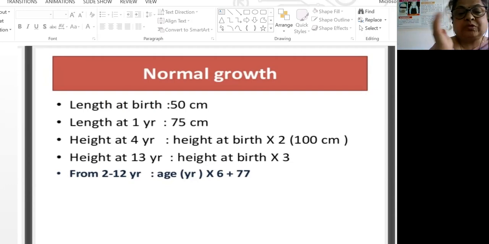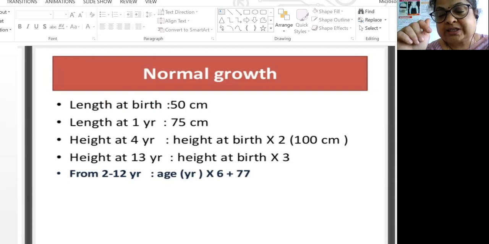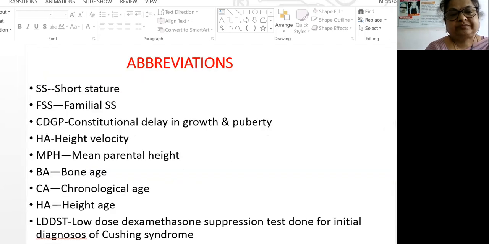Then from 2 to 12 years, if you want to calculate roughly the height, there is a formula: age in years into 6 plus 77. Suppose you want to see what should be the height at the age of 3 years. So 3 into 6 is equal to 18, plus 77, it will be equal to 95 centimeters. So expected height at 3 years is 95 centimeters.